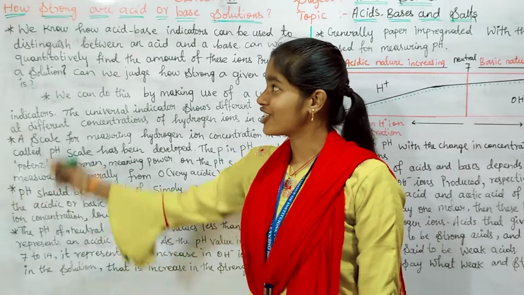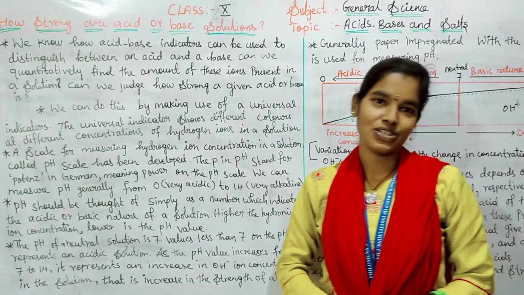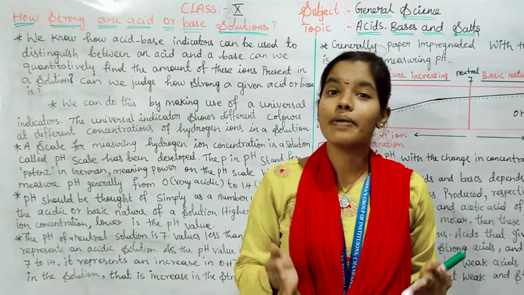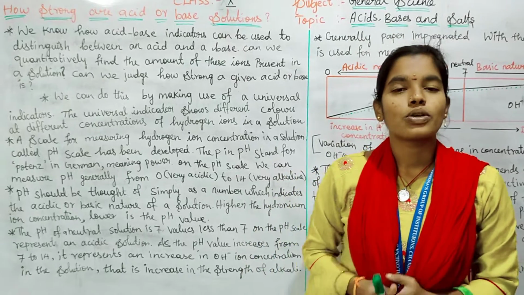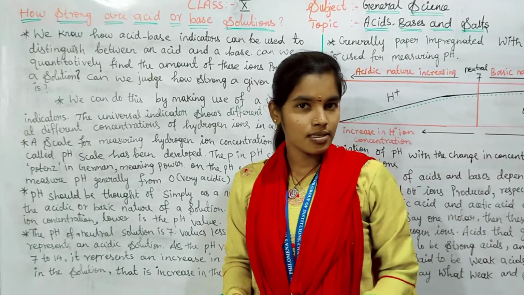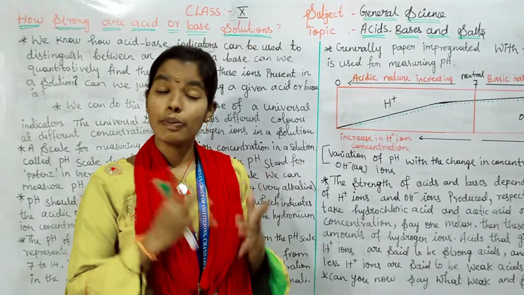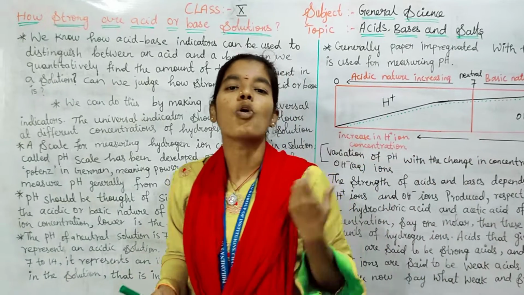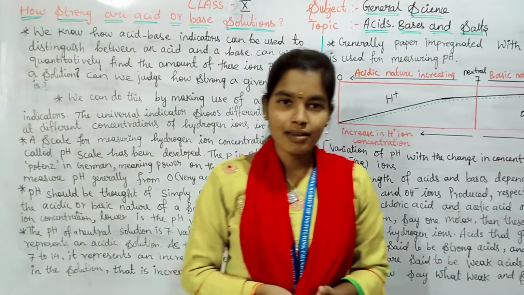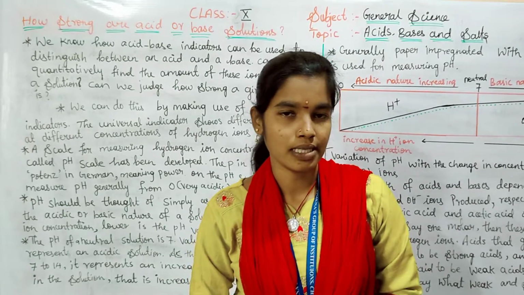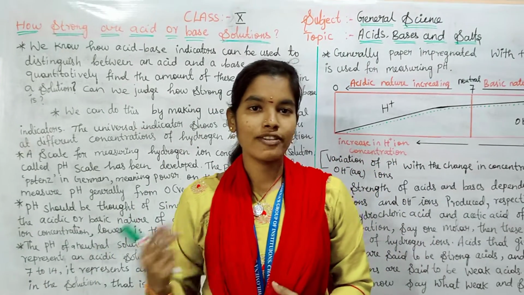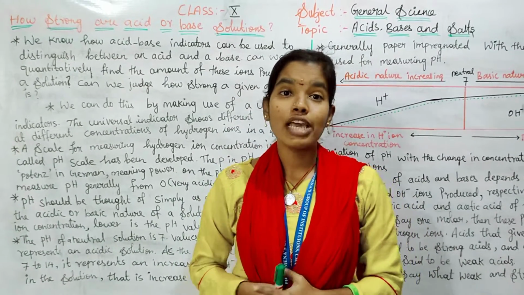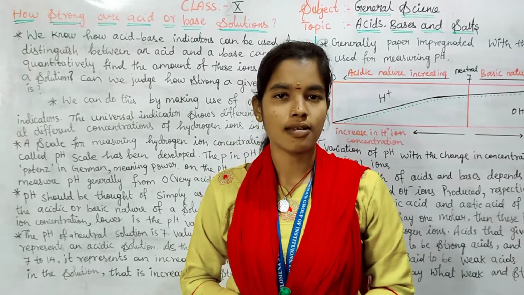Then we'll start today's session, how strong an acid or base solution is. In the previous session we discussed what happens to acids or bases in water solution. Acids generate H plus ions and bases generate OH minus ions. Whenever we are diluting an acid or base in water, we should not add water to the acid or base. We have to add acid slowly with constant stirring into the water. All these things we discussed in the previous class. Today we are going to discuss how strong acids or bases are.